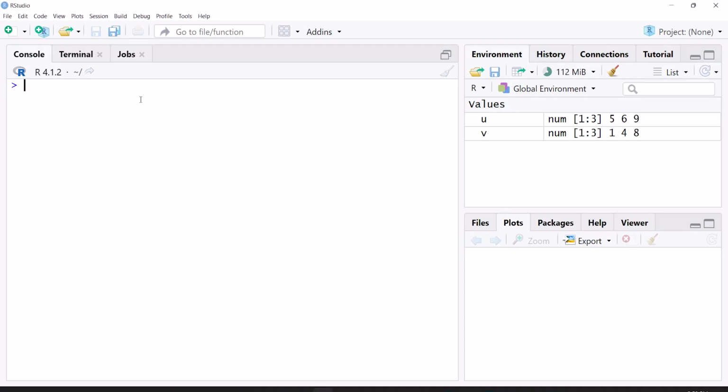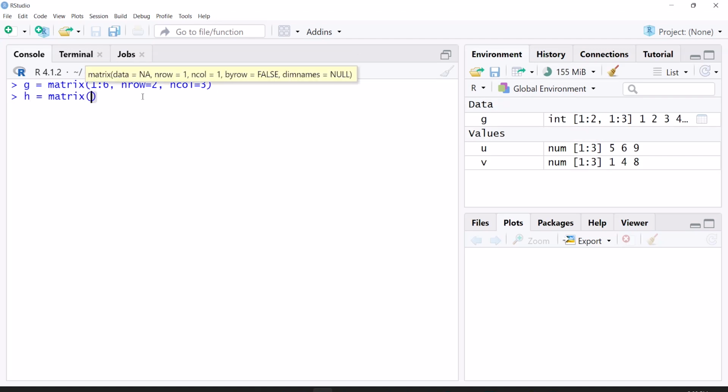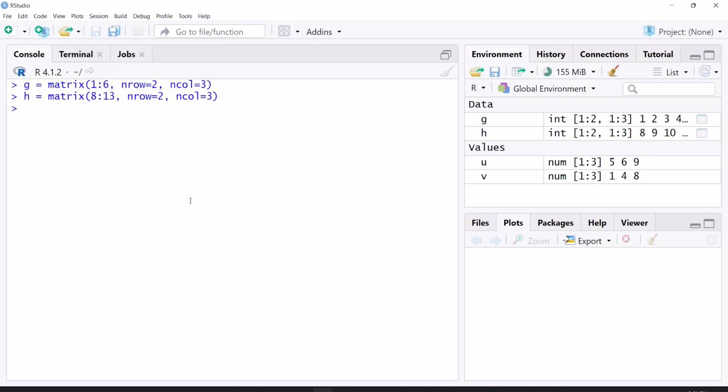Now let's see these operators on matrices. Let's say we have these two matrices G and H. Let's first create them. G is equal to matrix, let's say from 1 to 6, with rows 2 and columns 3. This is the first matrix. H is equal to matrix, let's say from 8 to 13, with rows 2 and columns 3. Let's display them to see if they have been created. This is the first matrix and this is the second one.